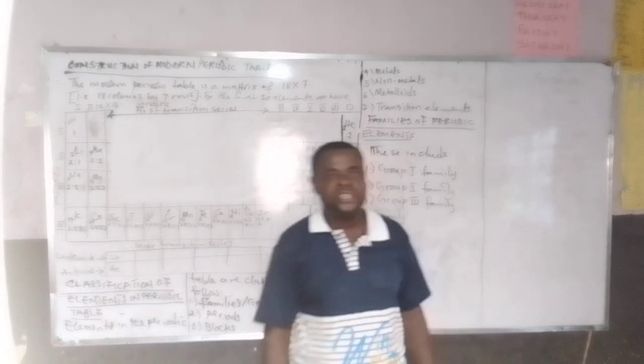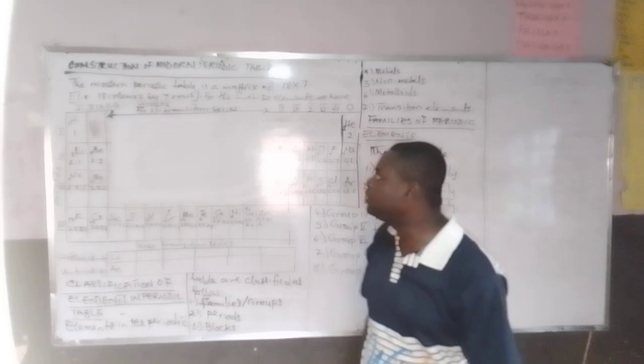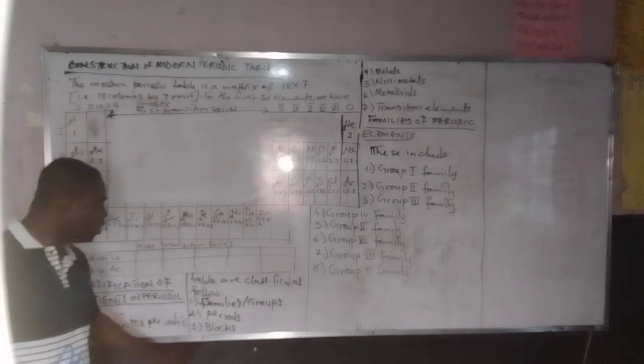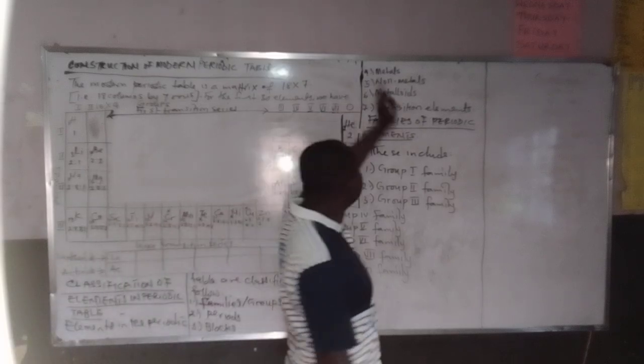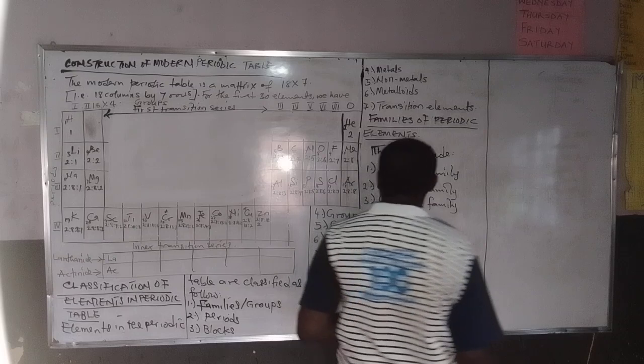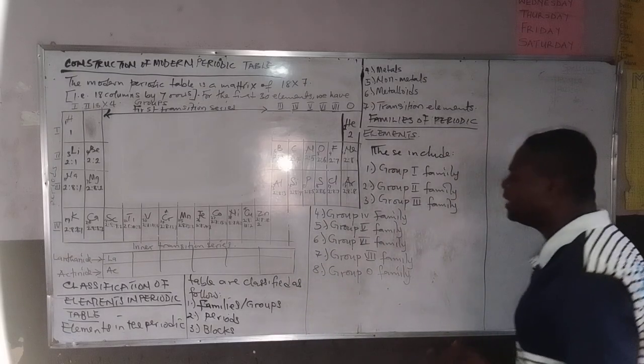We are still continuing our topic on the periodic table. Today we want to look at the classification of elements in the periodic table. So here you will see written, I said elements in the periodic table are classified as follows: they are classified as families, as periods, as blocks, as metals, non-metals, metalloids, transition elements. Then let's take them one after the other.